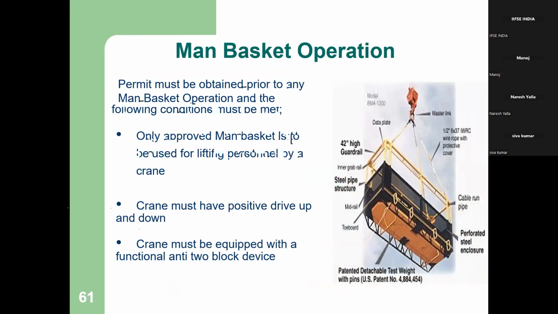Man basket operation. For all man basket operations, it is mandatory that you obtain a permit from the company or from the client. Now, only an approved man basket is to be used for lifting personnel by the crane. That means it should be certified and approved, maybe by a third party. Crane must have positive drive up and drive down. This is with the hook position. It can immediately go up and down.